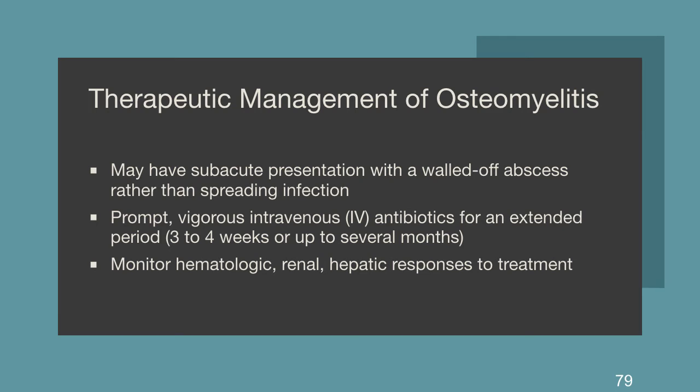We're going to monitor their hematologic, renal, and hepatic responses to the treatment. Because remember, their hematologic status is going to be affected by the fact that the bone is infected. So their bone may not be producing as many red and white cells as we would normally expect. And if they're having renal problems from their antibiotics, then they're not going to produce red cells or white cells either. And so that can be a problem.